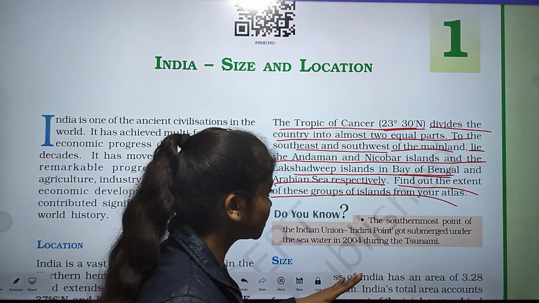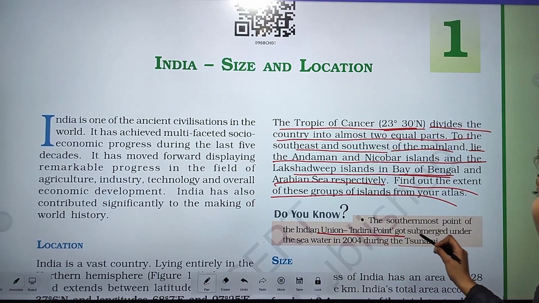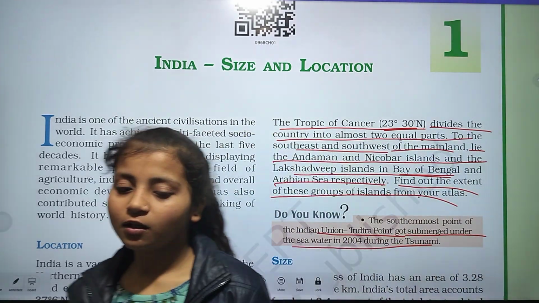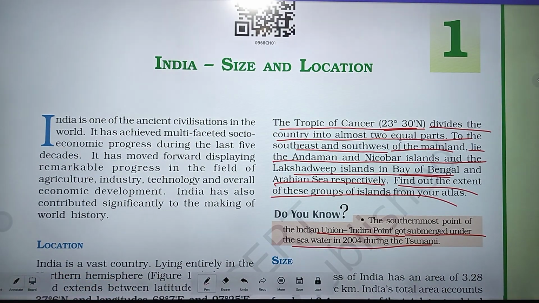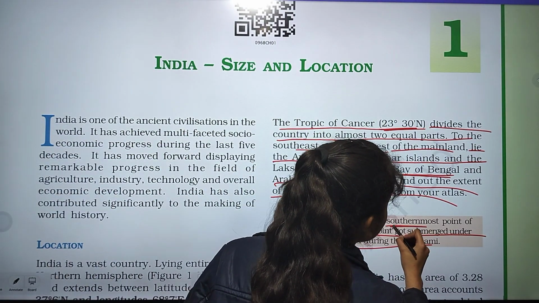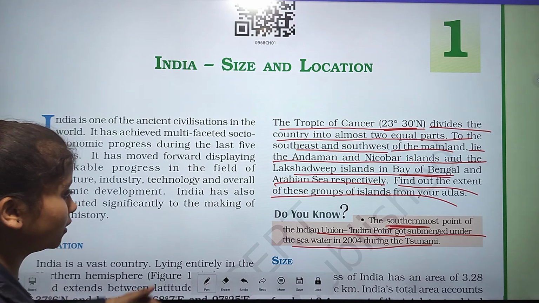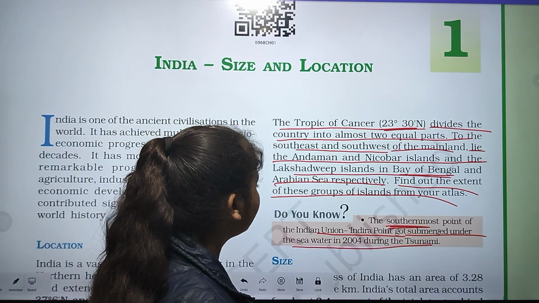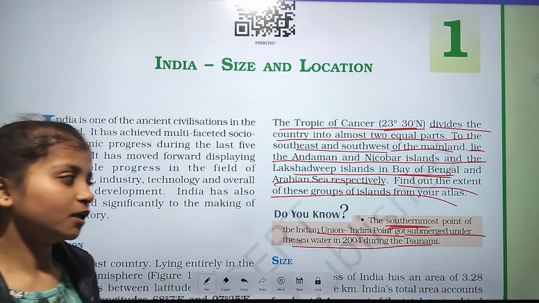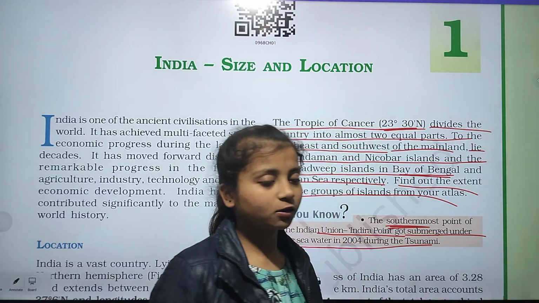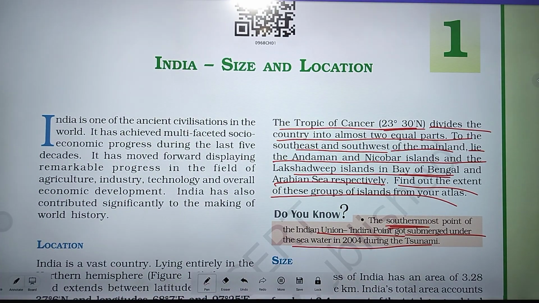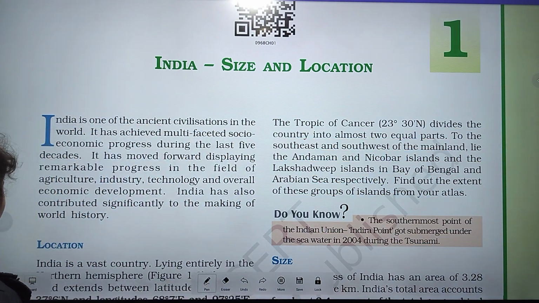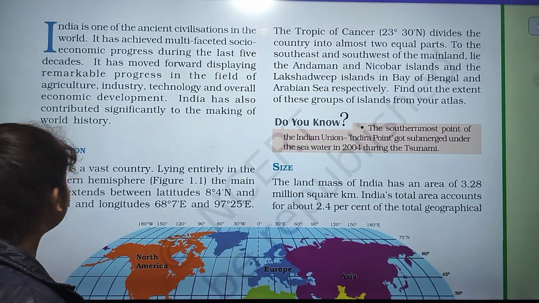Do you know the southernmost point of the Indian Union is Indira Point, which got submerged under the sea in 2004 during the tsunami. It means the southernmost point is not Kanyakumari. The point called the southernmost point of the Indian Union is Indira Point. In 2004 there was a tsunami, and in the tsunami the Indira Point got submerged in the sea.